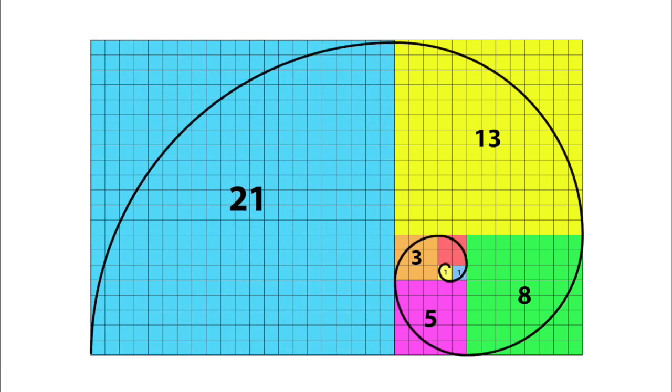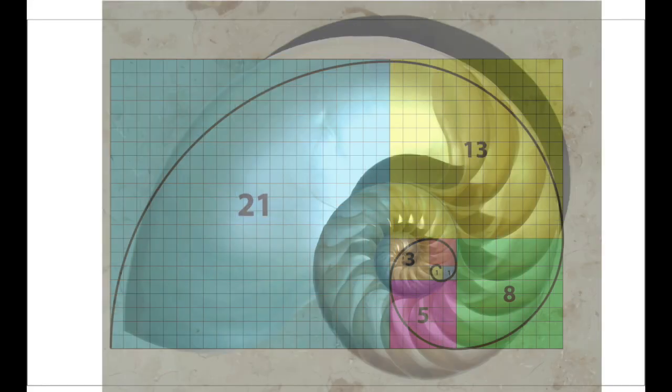If you graph a spiral connecting the dots, you basically get a spiral that is seen throughout nature. And this is known as the Fibonacci sequence and also as the golden spiral.